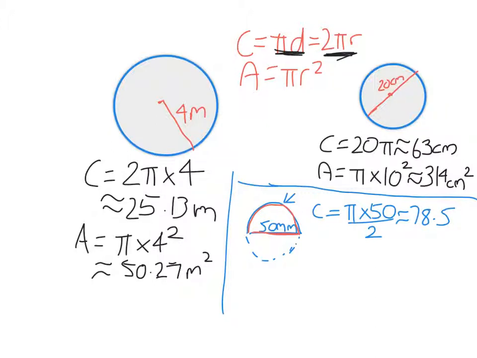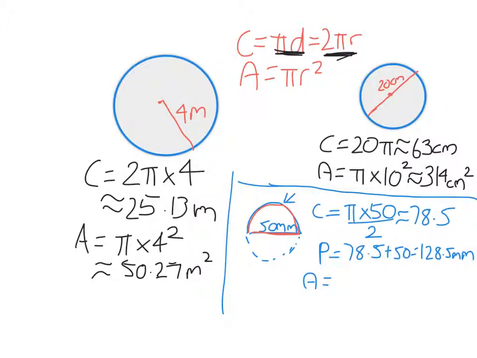If I want to find the perimeter of the whole shape, I need to add this side in, the 50. So the whole perimeter of that shape, now we're using perimeter again because there is an actual side, is going to be 78.5 plus 50, so I get 128.5 millimeters.